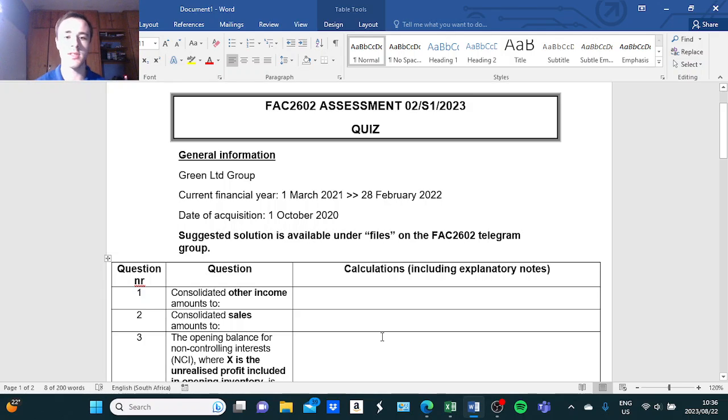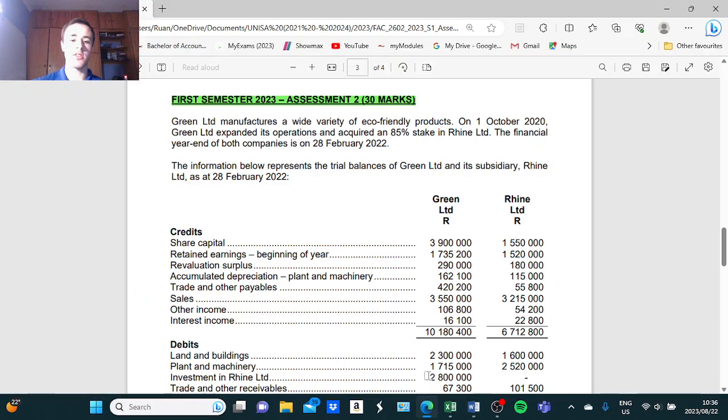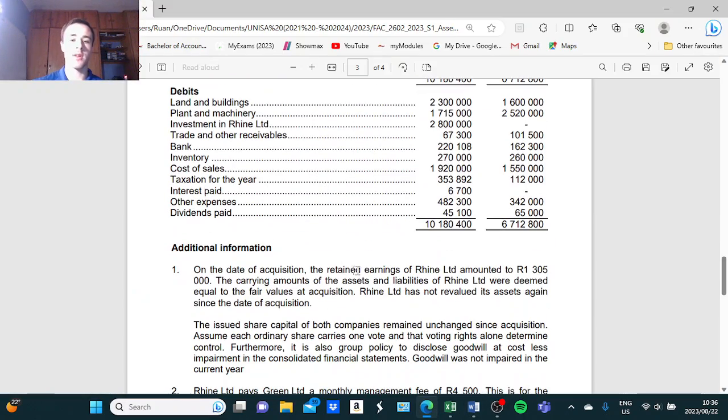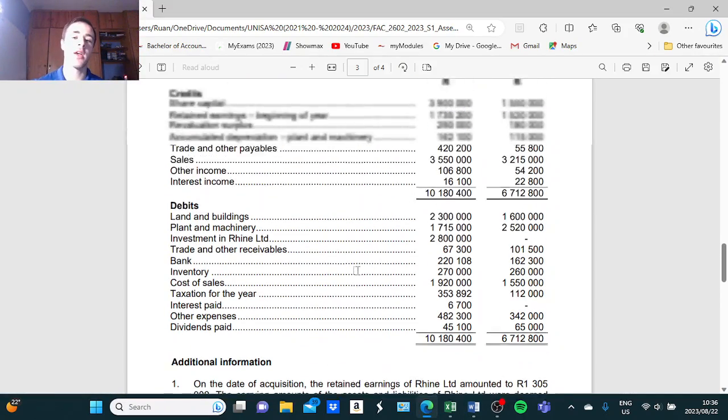Okay, so let's get started without wasting any more time. Just general information that we need to take note of before we start with our calculations.